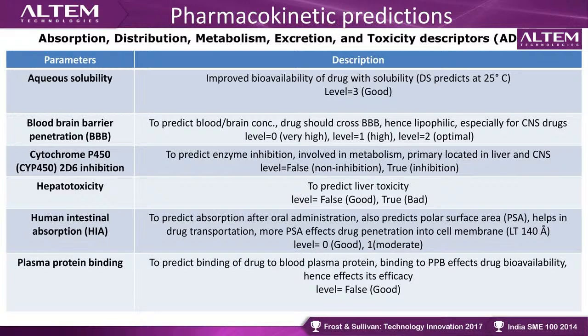Hepatotoxicity, which is associated with liver toxicity. Most of the drugs will show liver toxicity, that's why we are checking that criteria or parameter here, keeping the level false. Then once you have taken a drug by oral administration, that's why we are checking here the human intestinal absorption. This parameter also works well with the prediction of polar surface area, which helps in drug transportation or the penetration within the cell membrane.